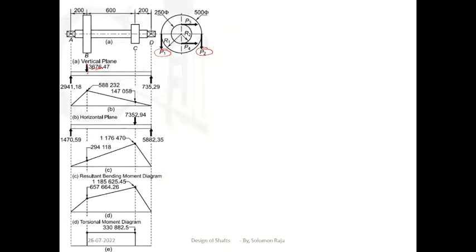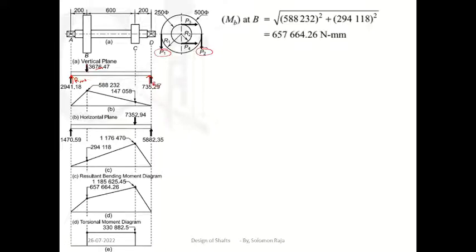But we don't know the reaction force values. At this place reaction forces will be there like this. So we don't know the reaction force values. We will take these as RAV and RDV, the vertical reactions. I have to find out RAV and RDV.